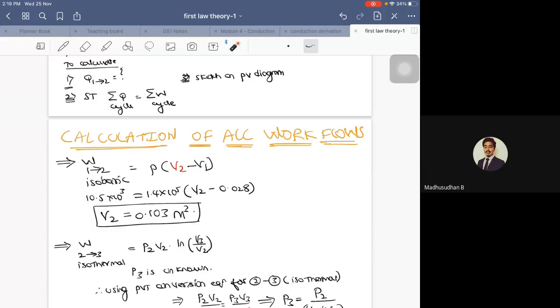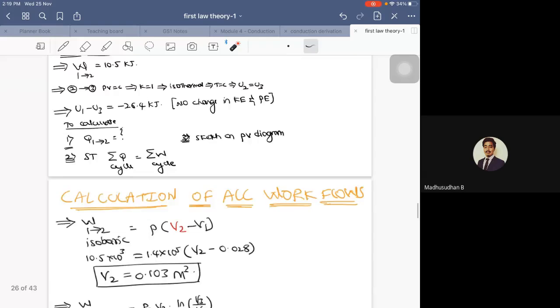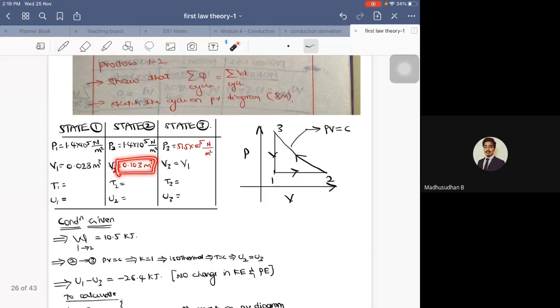Calculation of all the work flows. The first process is your isobaric process, where W is equal to P times (V2 minus V1). This W is already given in the problem, which is 10.5 into 10 to the power of 3. P is given, V2 is not given, and V1 is given in the problem. So you can calculate the value of V2 and update it back in this state table here. Clear? Are you understanding, everyone? Yes, sir.